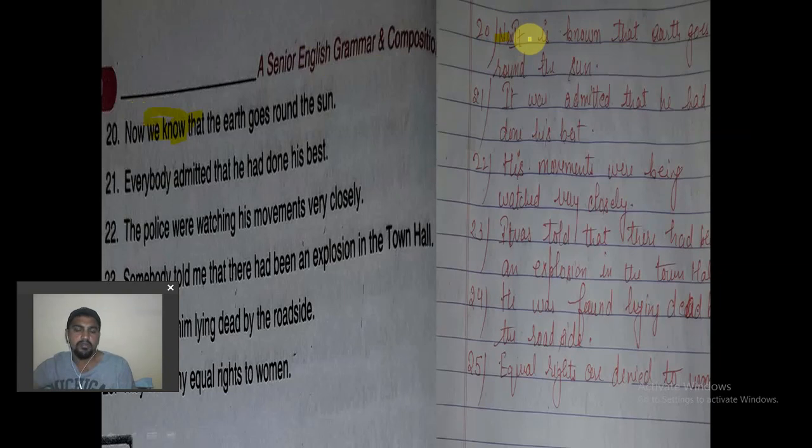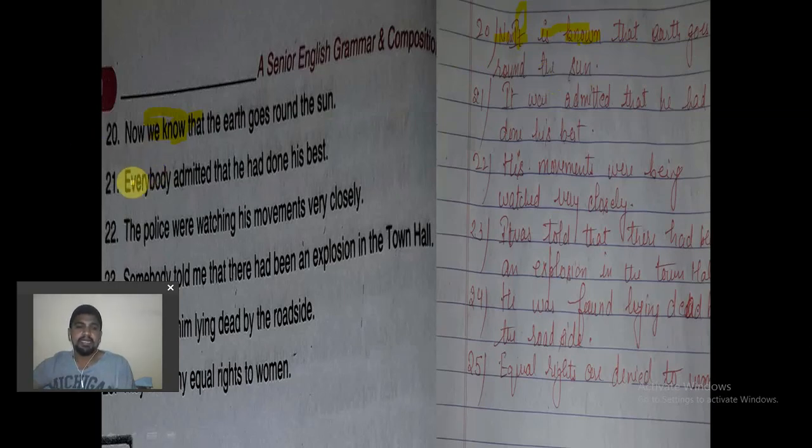The subject of the passive voice would be supplied by ourselves. I'm using "it" here: it is known. "Is known" is used because "it" takes the singular. It is known. Why "is known"? Because it is the rule of the present indefinite: we are using is/am/are plus verb third form. Is plus known, the third form of the verb. "That the earth goes round the sun" would remain the same.